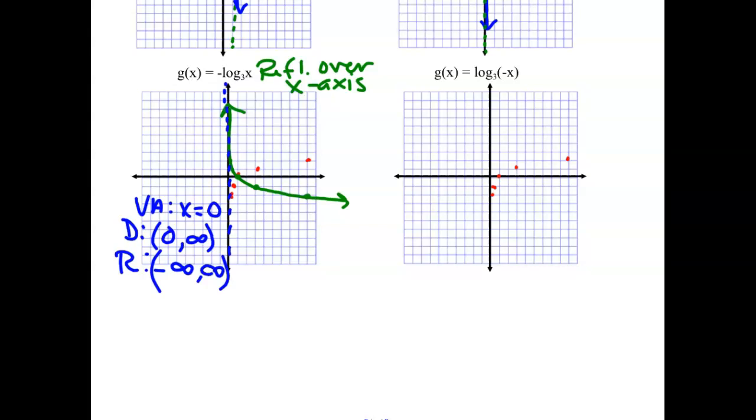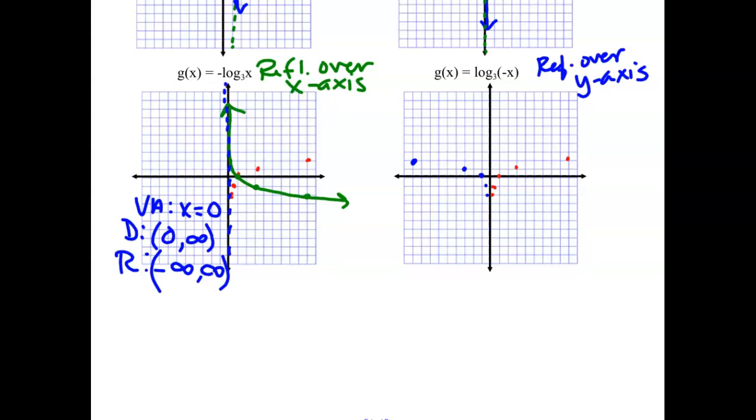If the negative is inside with x, it's now affecting my x coordinate, which means I'm flipping this over the y-axis. So instead of the point 9,2, I'm going to have the point negative 9,2. Instead of the point 3,1, I'm going to have negative 3,1. Instead of 1,0, I'm going to have negative 1,0. And my other 2 points also reflect over the y-axis.